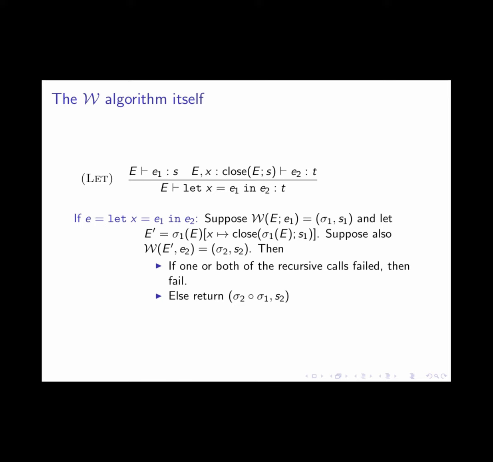If both of these calls work out fine, then we return S2, and we compose the substitutions, because first we knew sigma 1, and then afterwards we knew even more, so this is sigma 2 composed with sigma 1. If one or both of the calls failed, then the algorithm fails. So these were all the cases of the W algorithm.